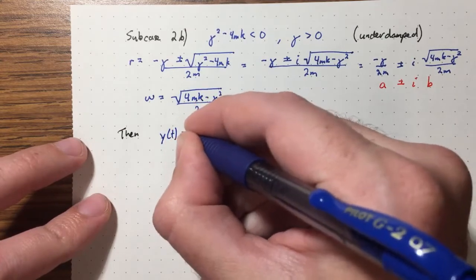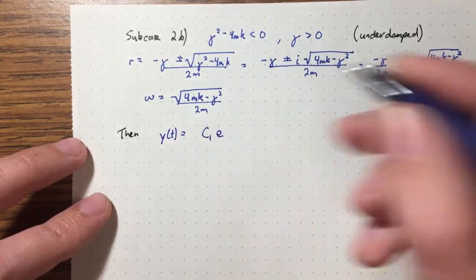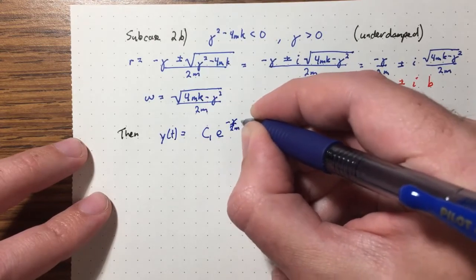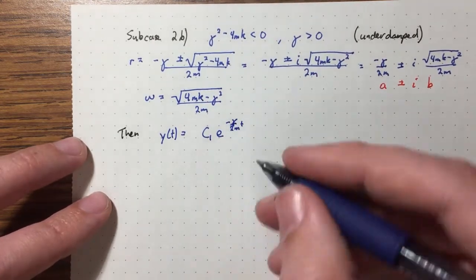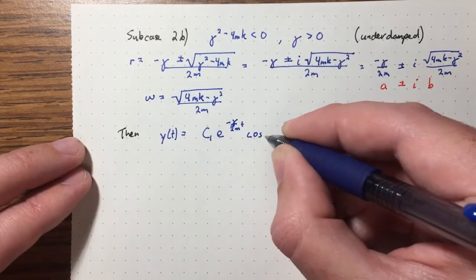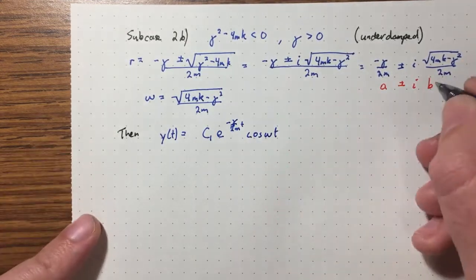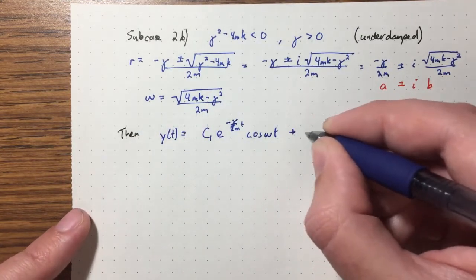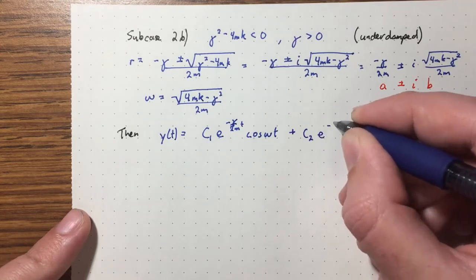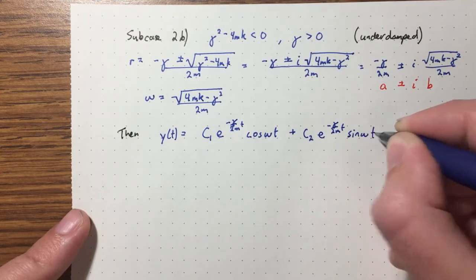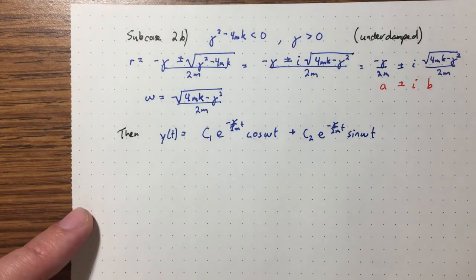So y of t is c1 e to the at, so e to the negative gamma over 2m t, I guess I could have renamed that something too, but oh well, too late for that, times cosine omega t, cosine bt, we're calling it omega, plus c2 e to the negative gamma over 2m t sine omega t. Okay. So that's our general solution.